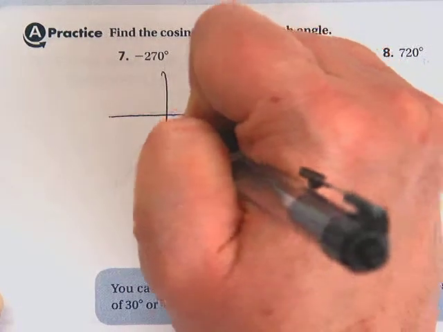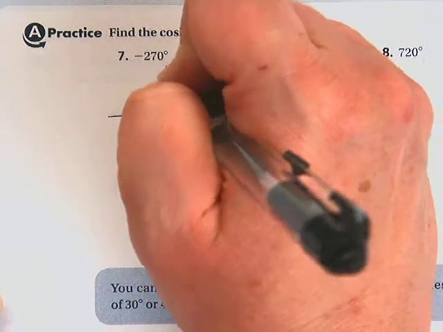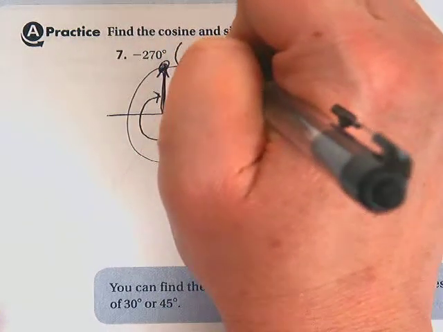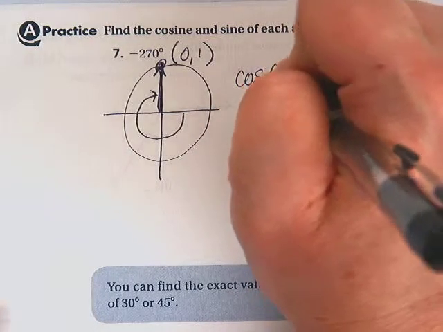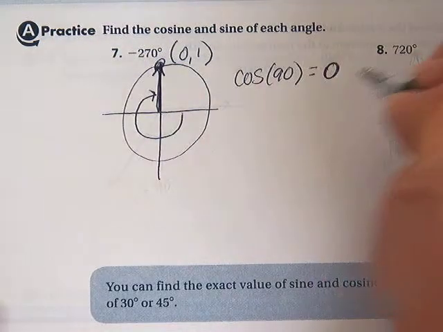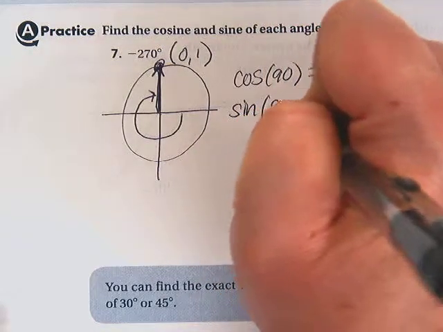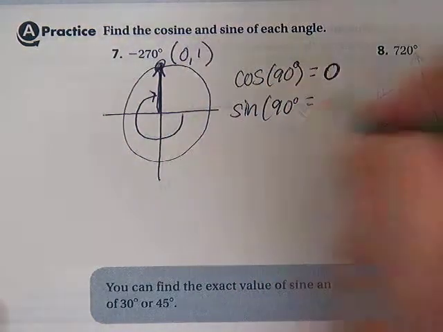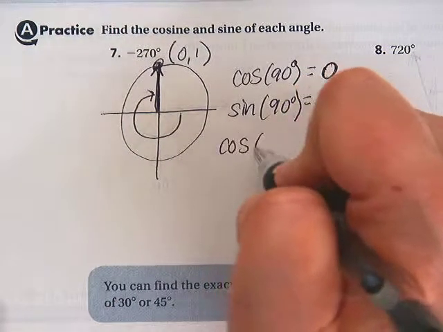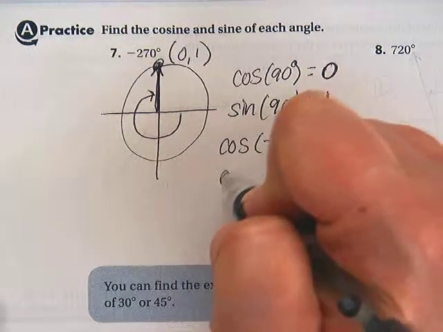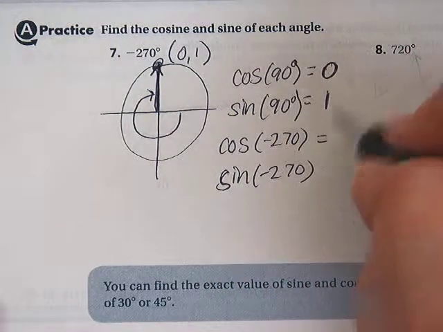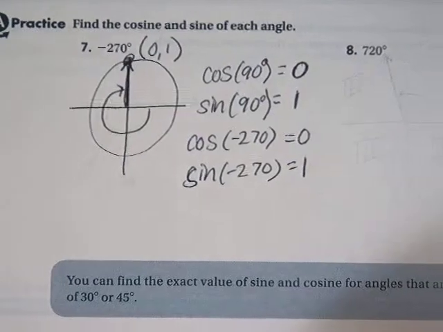So negative 270 would be here at 90 degrees. So intersecting the unit circle would put that point at 0, 1. So the cosine of 90 degrees at 0, 1 would be the x value, 0. And the sine of 90 degrees at 0, 1 would be 1. Well, that's not what it asked us for. It asked us for the cosine of negative 270 and the sine of negative 270. But since those are coterminal with 90 degrees, those are the exact same answers.